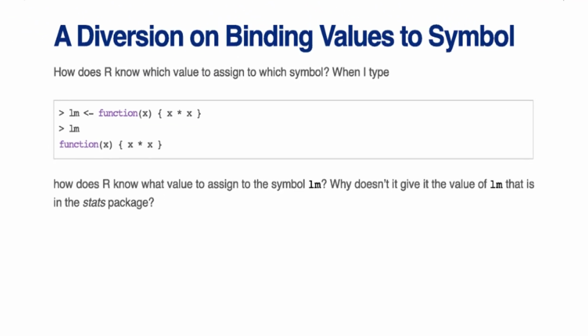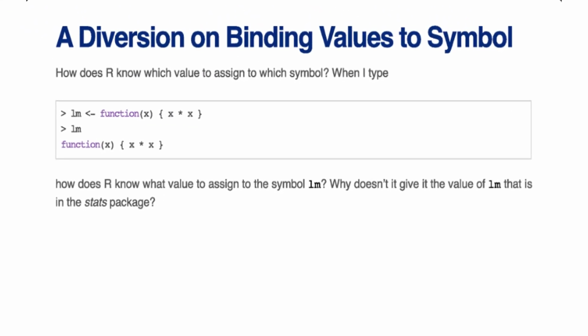So one topic that's important to discuss in R is the question of when a function sees a symbol in its body and it's executing inside the R environment, how does it assign a value to that symbol? For example, take a look at this function that I have defined called lm. Here lm is a function which takes its argument x and multiplies it times itself. So you can think of it as squaring the input.